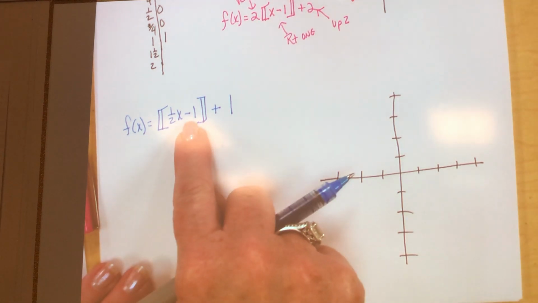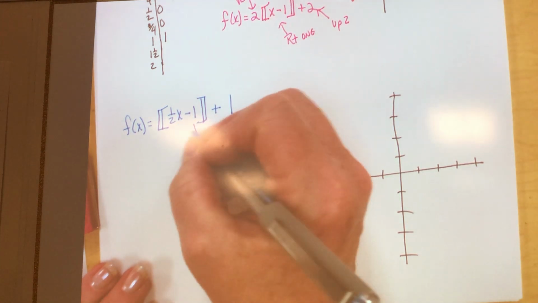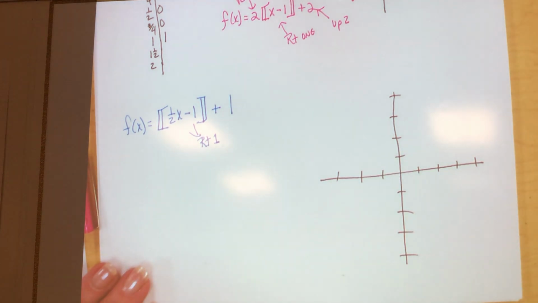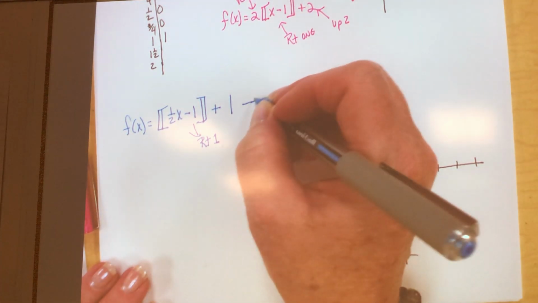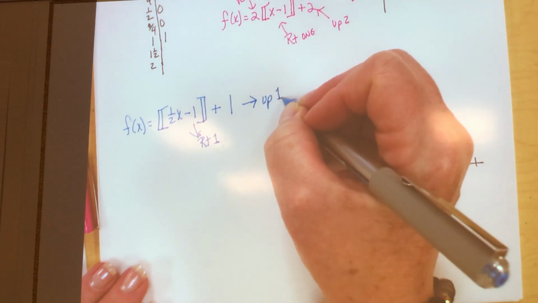What about this guy? Do you know what this guy's gonna do? Right 1. Right 1. What about this guy right here? What's he gonna do? Up 1. Up 1. Okay?